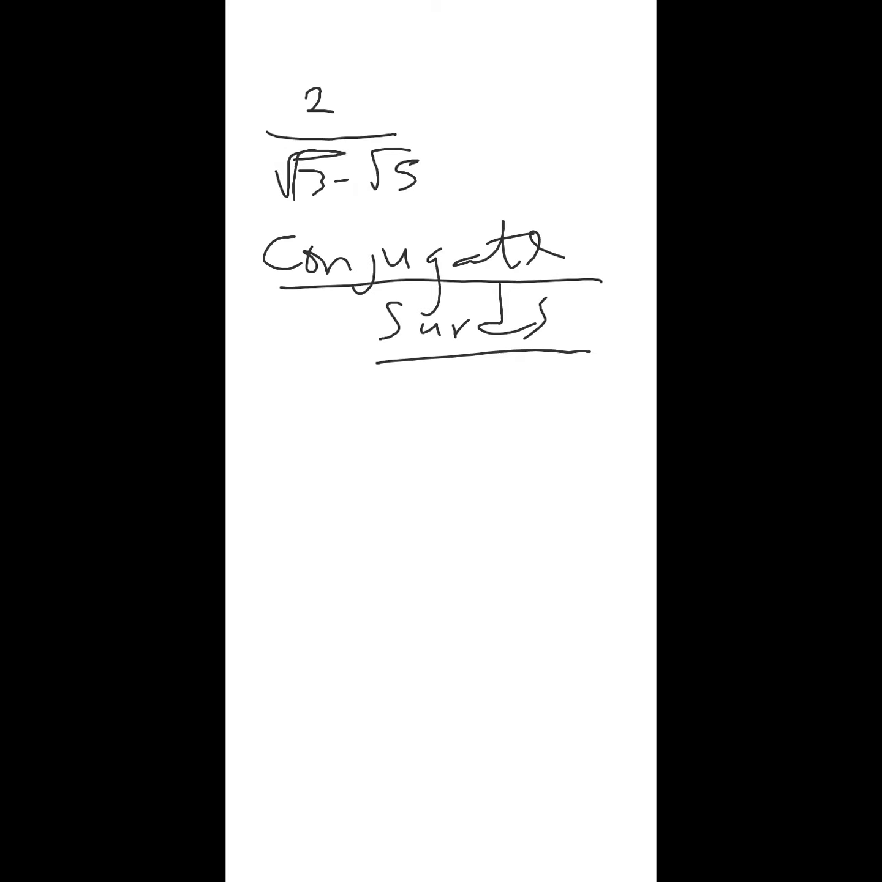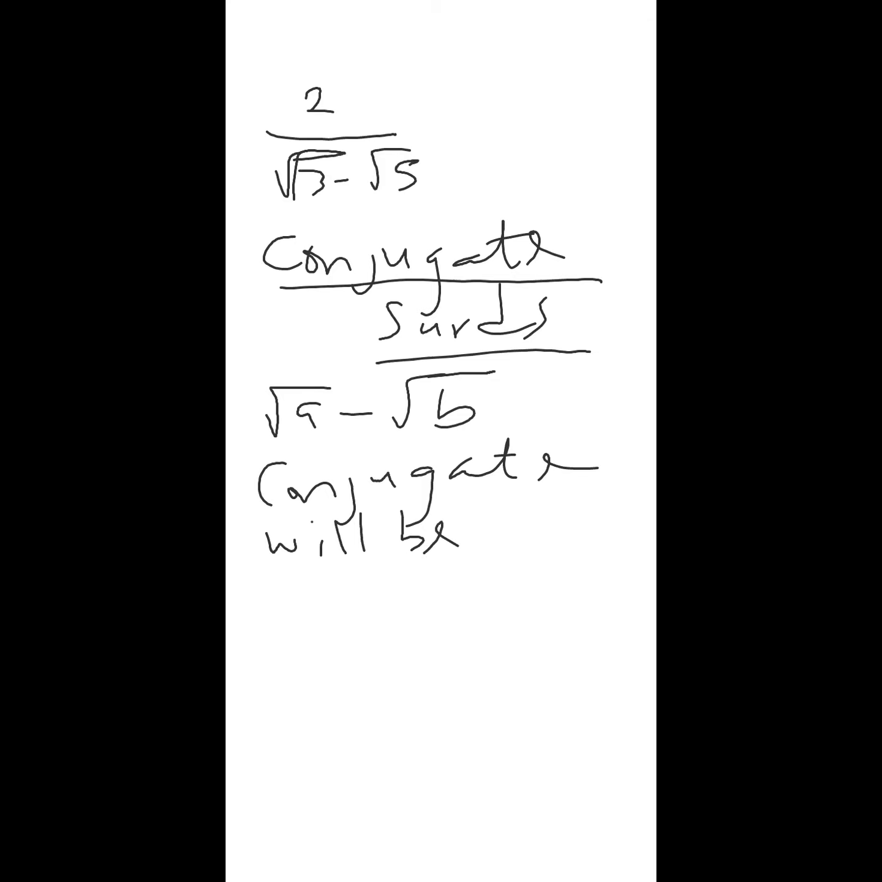If you have root a minus root b as a surdic expression, especially when it is a double surd expression, the conjugate will be equal to root a plus root b. It's just about using the idea of the difference of two squares. So the conjugate of the surd root a minus root b will be equal to root a plus root b.